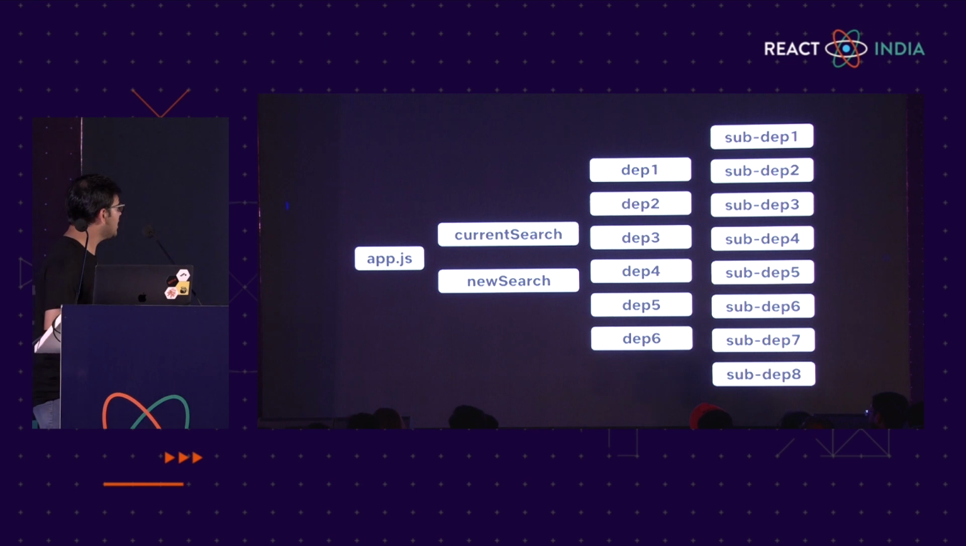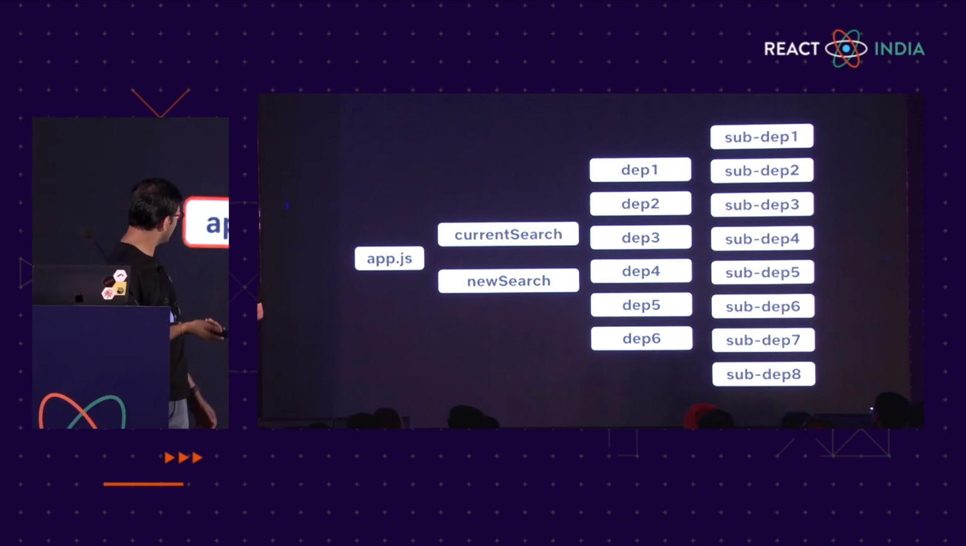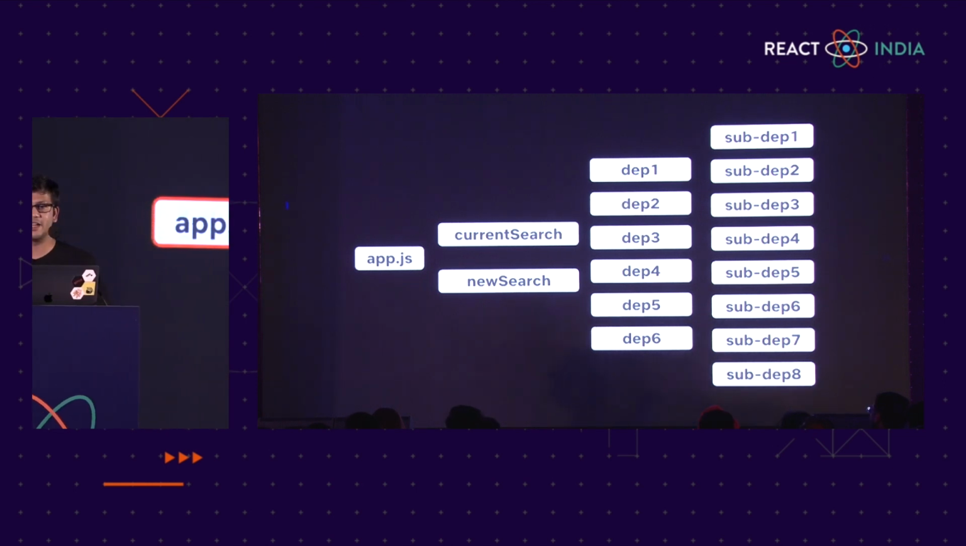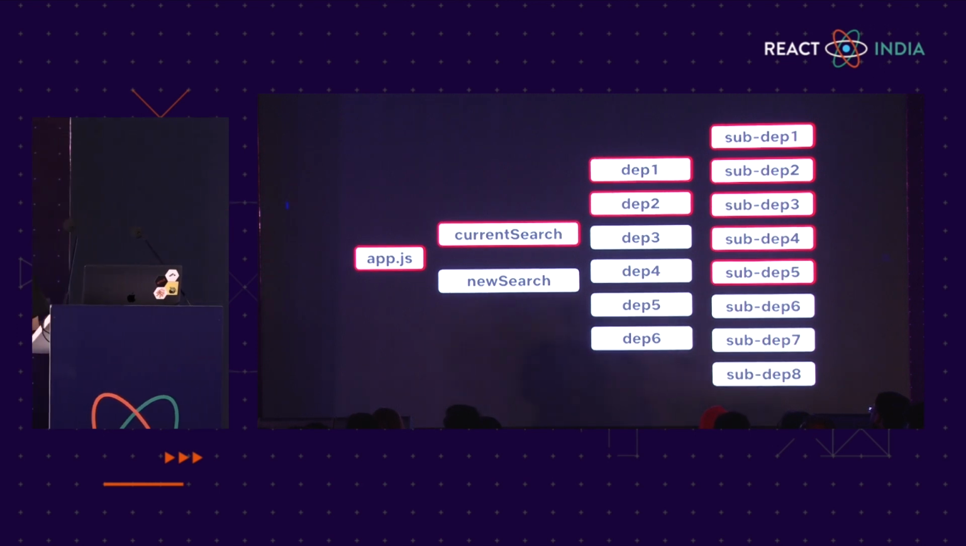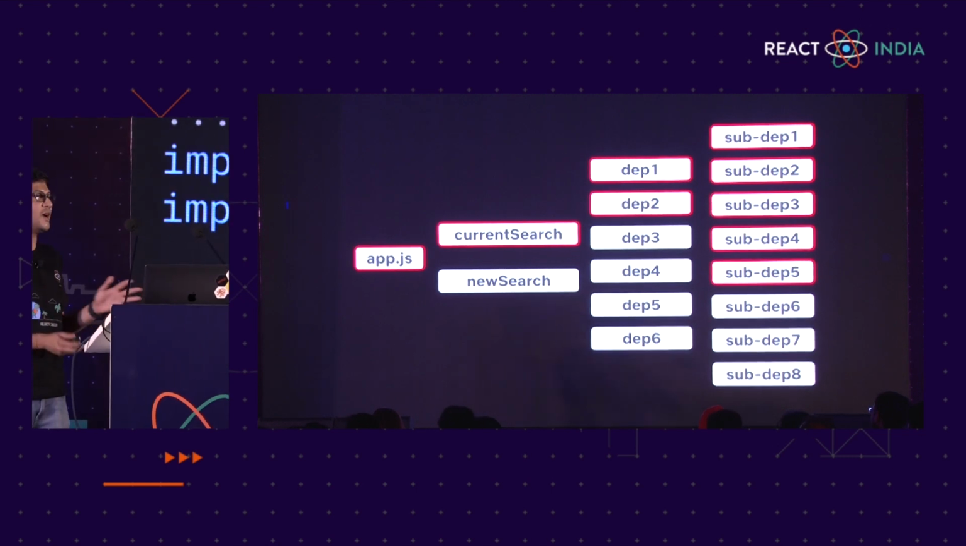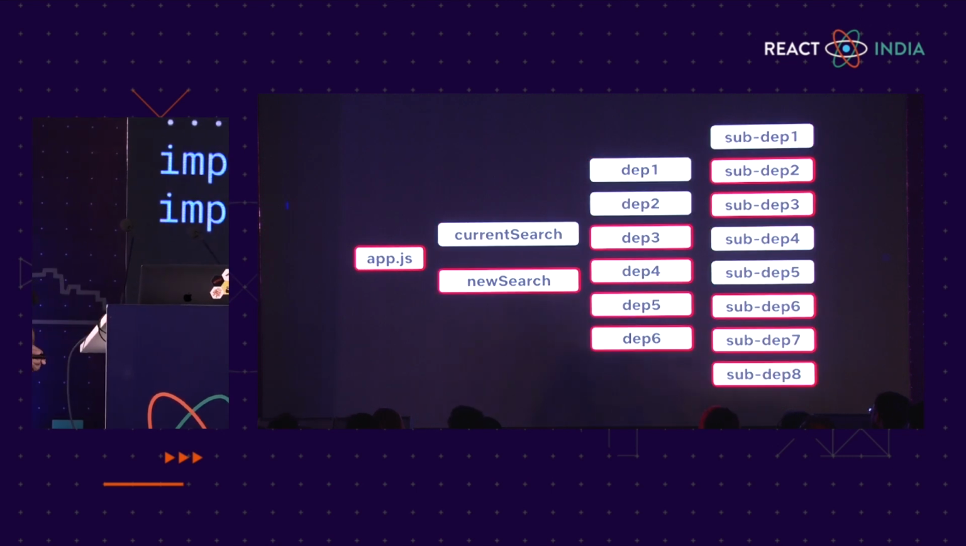And the idea here is if somebody is in the current search A/B test cell, that means they get this current search component and all its dependencies. And likewise, if you are in the new search A/B test cell, that means you get the new search and all the corresponding dependencies, right? So you can imagine as a developer what happens.